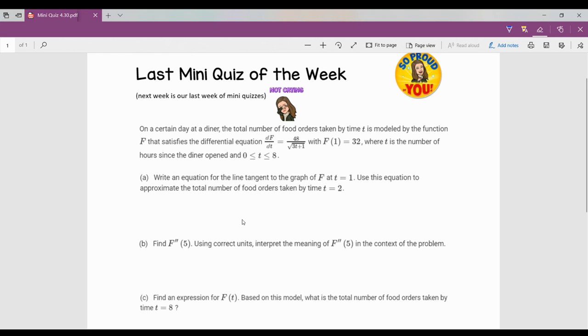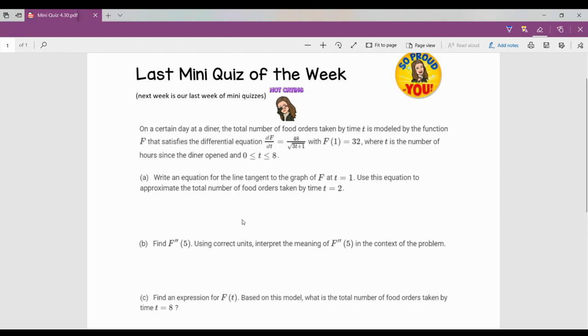So I am going to go through the mini quiz from 4:30. On a certain day, the diner has a total number of food orders given by time. So we've got the differential function. This is going to be number of orders per hour. That's my rate, where t is the number of hours. All right. So we've got, write the equation for the line tangent.